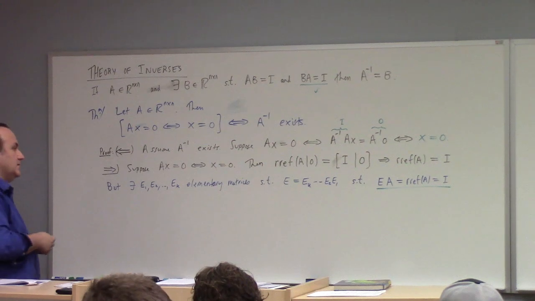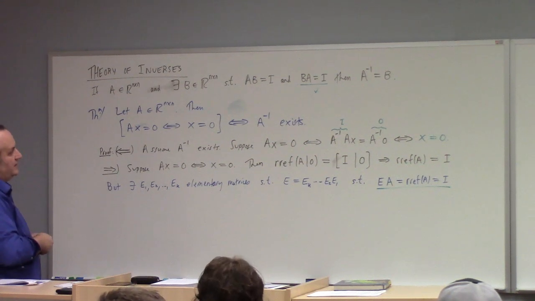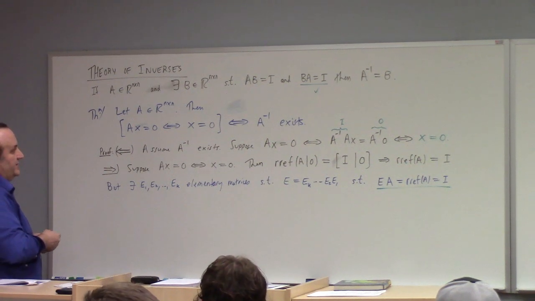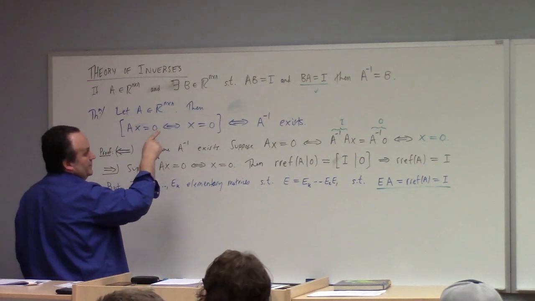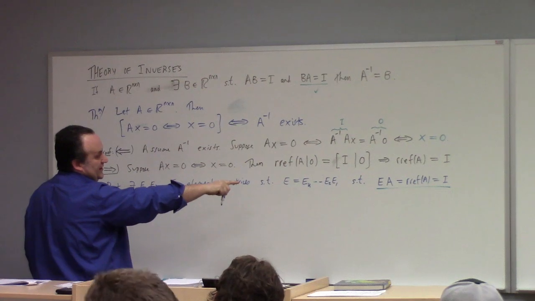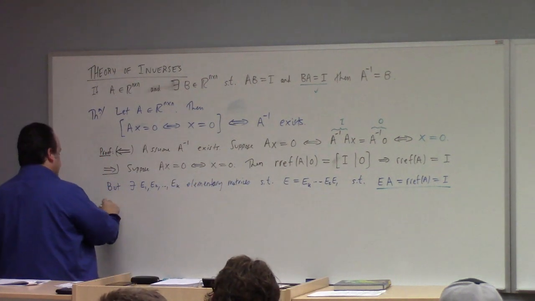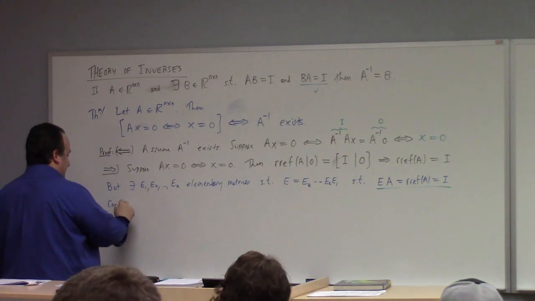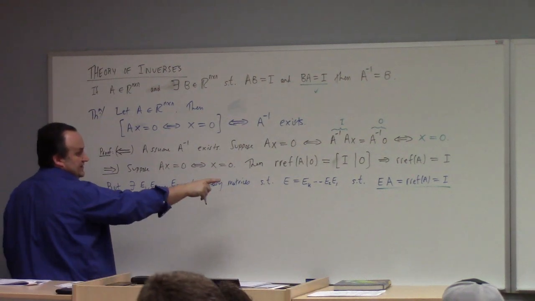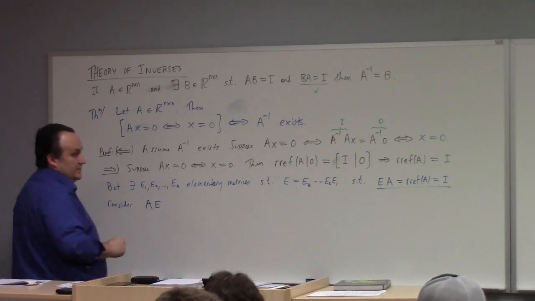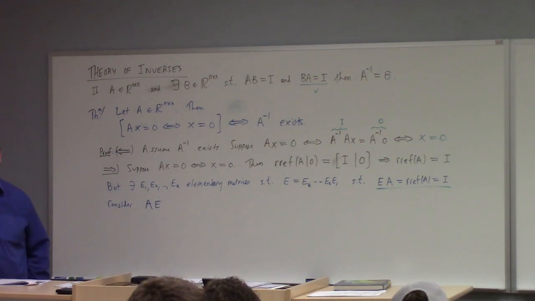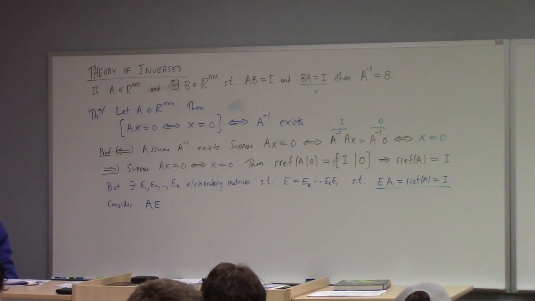So what I would do is, let's see here. I want to verify that my suspicion is that if I multiply E on the other side, we should also be able to simplify it to the identity, right? So let's consider A times E. Our goal is to show that that has to be equal to the identity matrix.